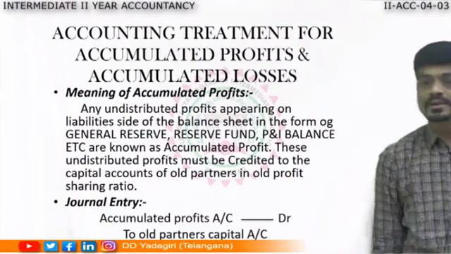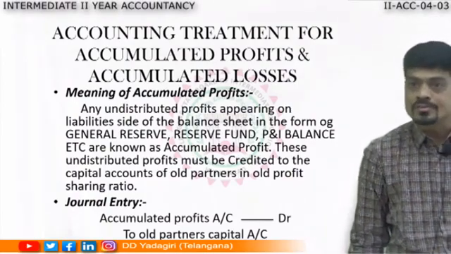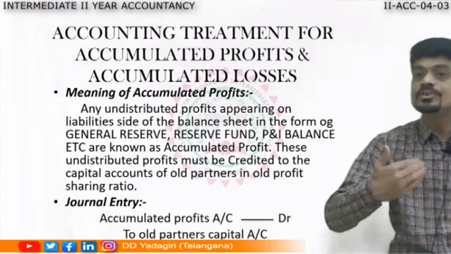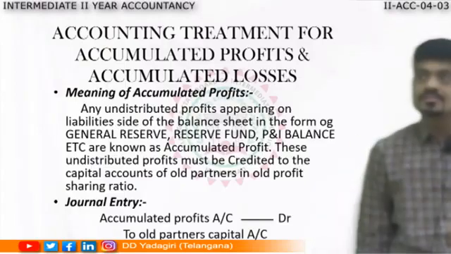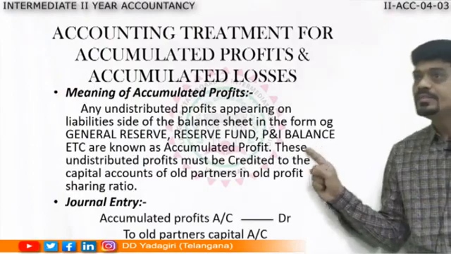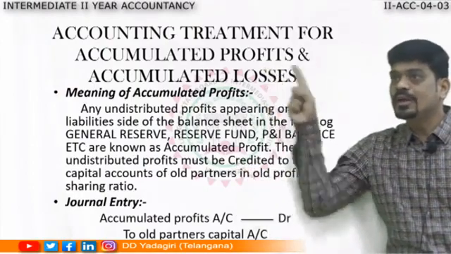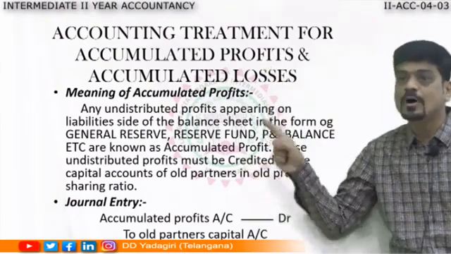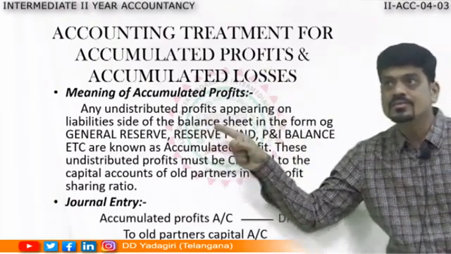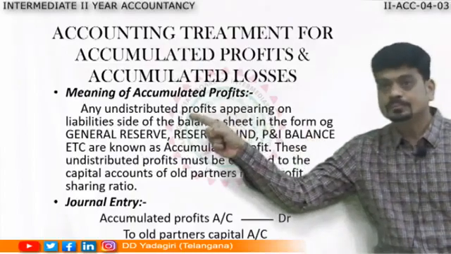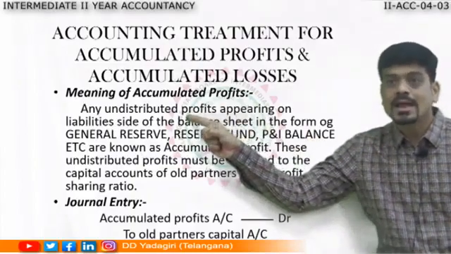So, what will the old partners do now? Because those profits were earned by them, they are going to distribute them among themselves. Compulsorily, these undistributed or accumulated profits will be in the form of what? General reserve, reserve fund, or profit and loss account. And where do they appear? They appear on the liabilities side.